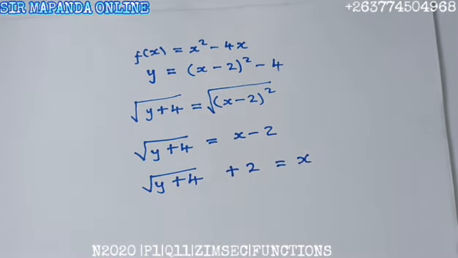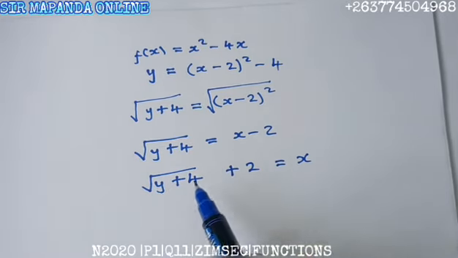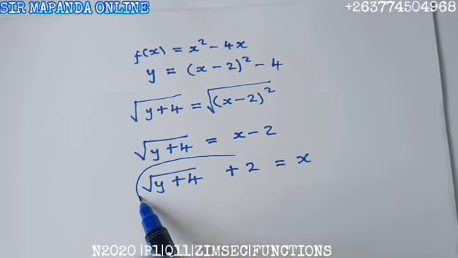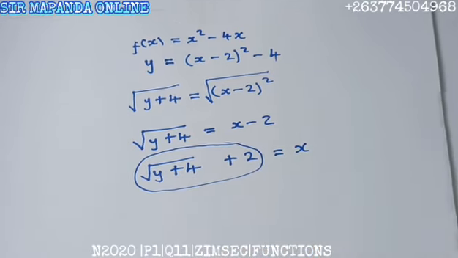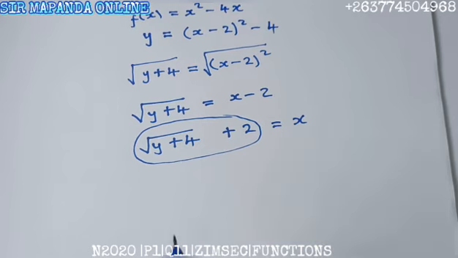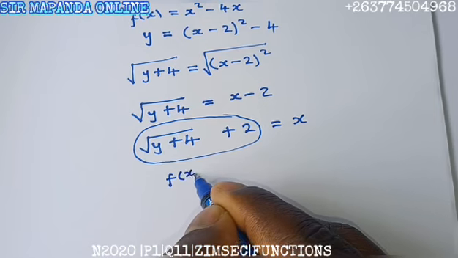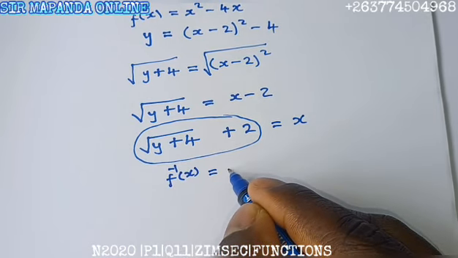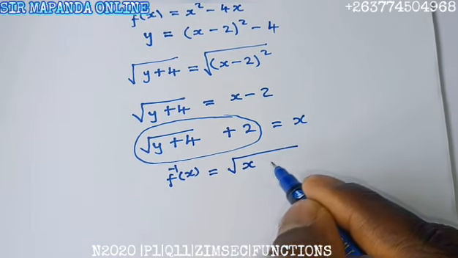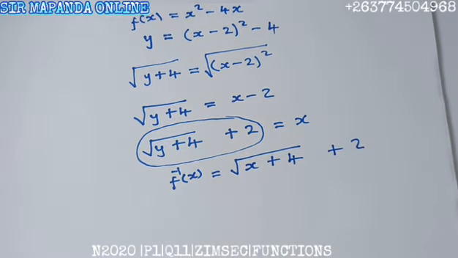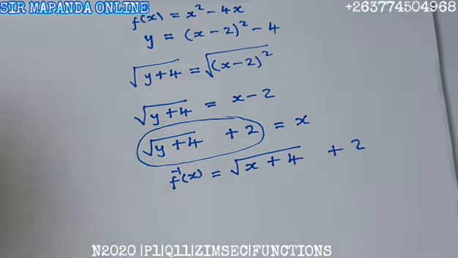is equal to x. So the inverse is found by replacing x with y and y with x. So we use this left part, right? Then on y, put back x to find the inverse. Therefore, your inverse becomes square root of x plus 4 plus 2, and this is your final answer. I hope you are listening, right?